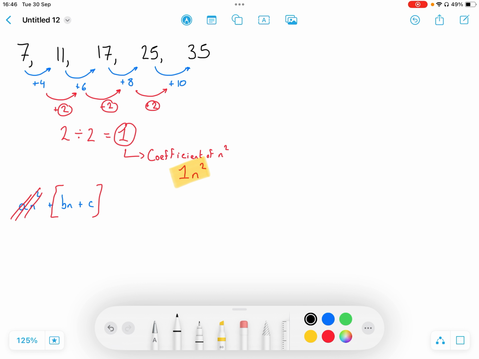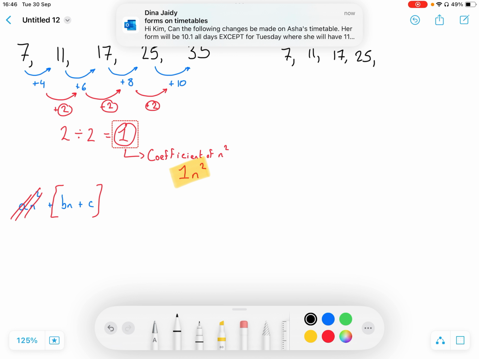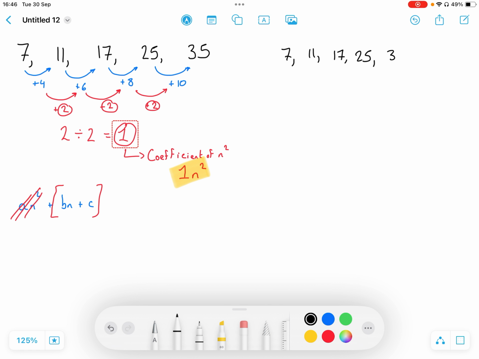The next step is to write out your sequence again. So I'm going to write out 7, I'm going to write out 11, 17, 25, and 35. Okay, nice. 7, 11, 17, 25, and 35. Nice, nice, and nice. And what I'm going to do is underneath write my sequence of 1n squared.